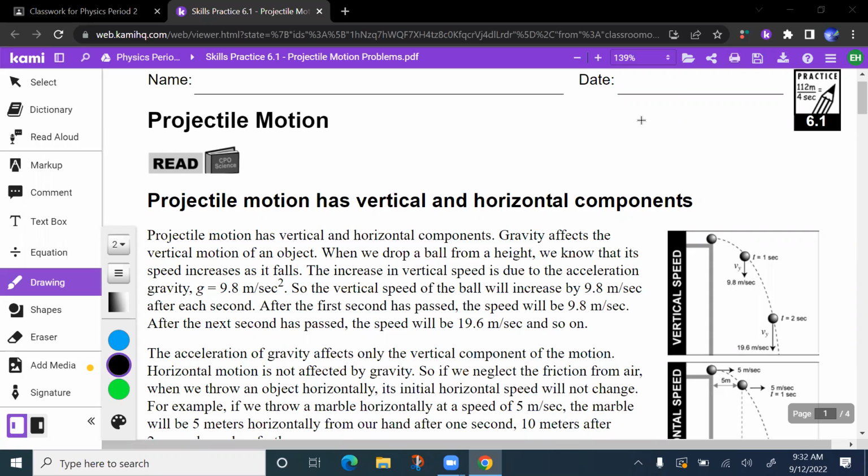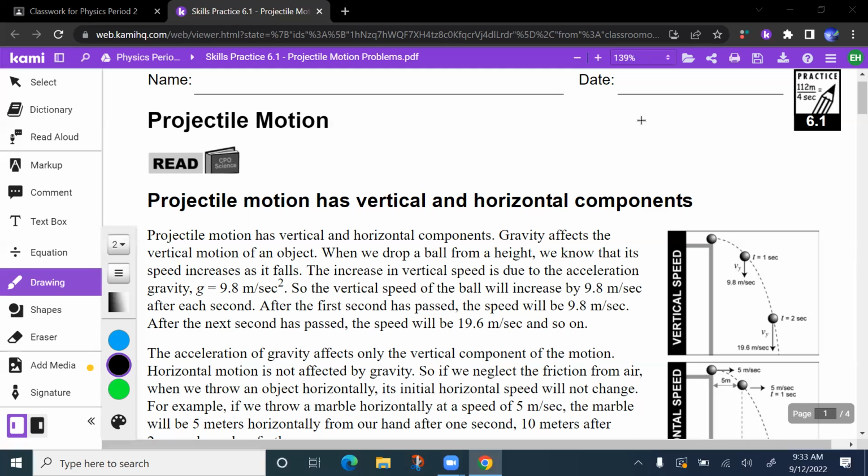Projectile motion has vertical and horizontal components. So what is a projectile? A projectile is something that flies through the air and curves down to the ground. Well, why? Because gravity is making it curve down to the ground. So if you read along with me, it tells us that projectile motion has vertical and horizontal components. That means it has a horizontal direction to velocity and distance, and it has a vertical direction to velocity and distance. Gravity affects the vertical part.